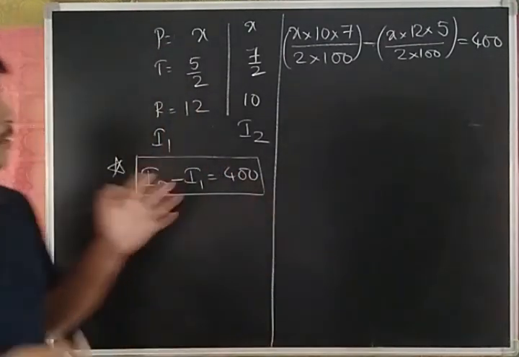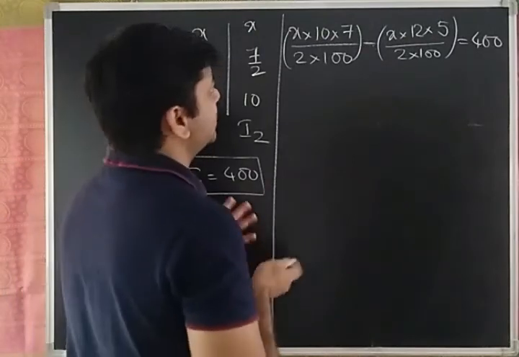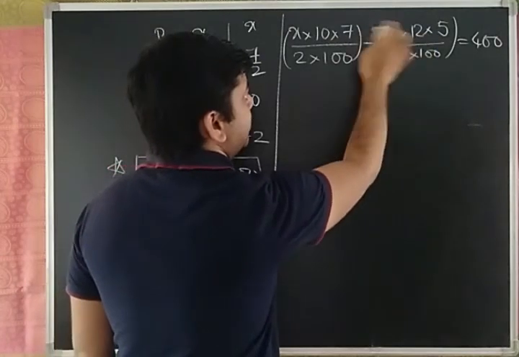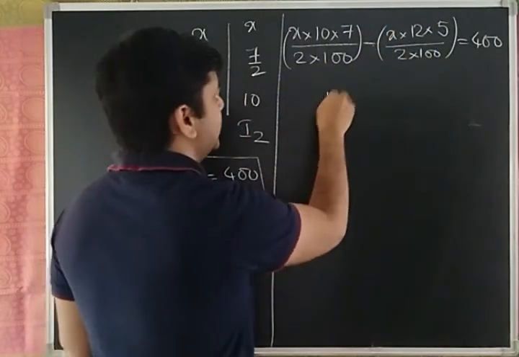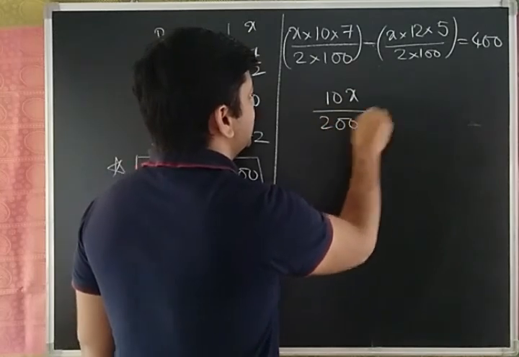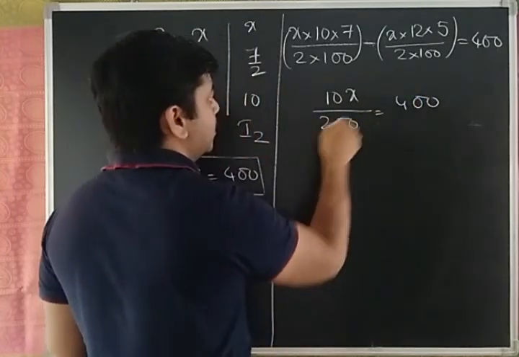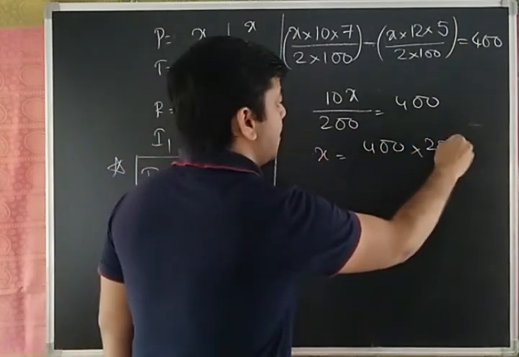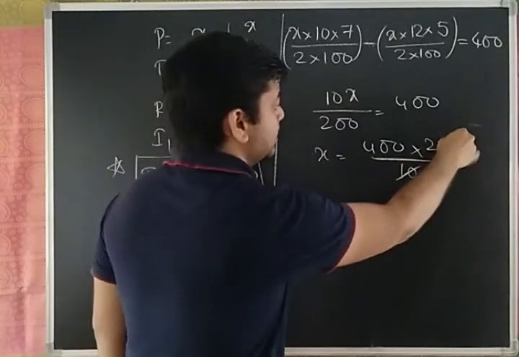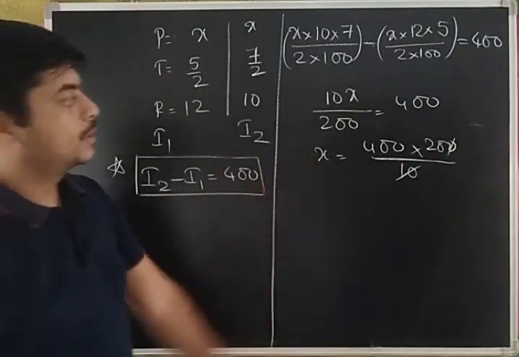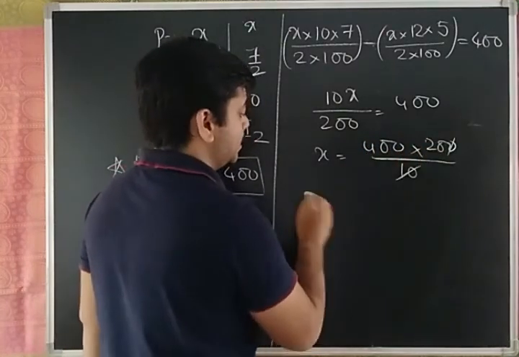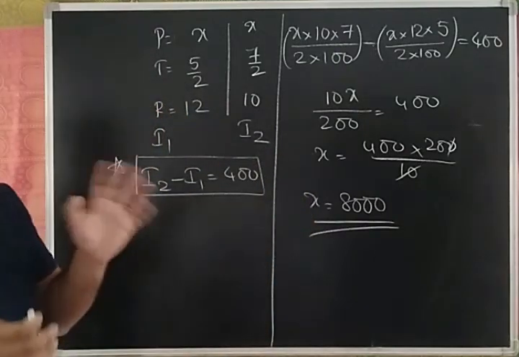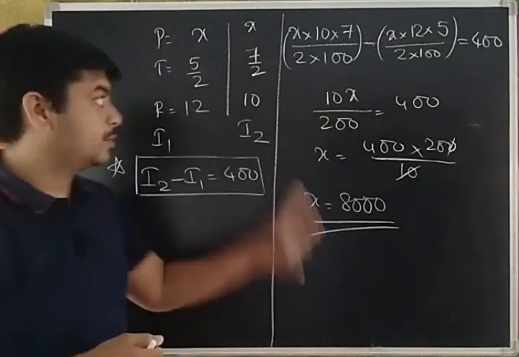So now we need to find the value of x. Okay. Let us solve whatever we can. 200, 200. So it is 70 minus 60. So it is 10x. The numerator 10x by 200 is equal to 400. Okay, so take this side. x is equal to 400 into this 200 by this 10. So the 10 and this 0 get cancelled. So 4 2s are 8, with 1 0 you get 8,000 rupees. So this is the principal amount, 8,000 rupees.